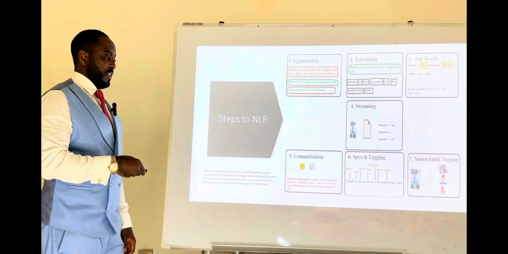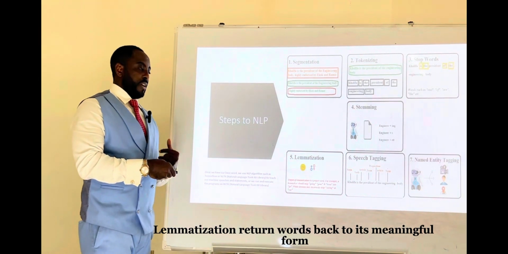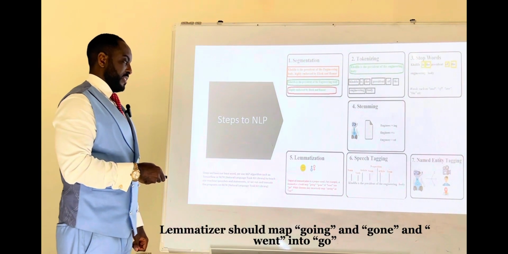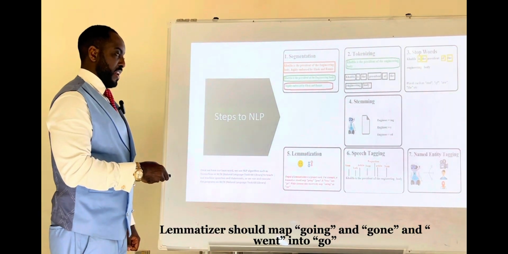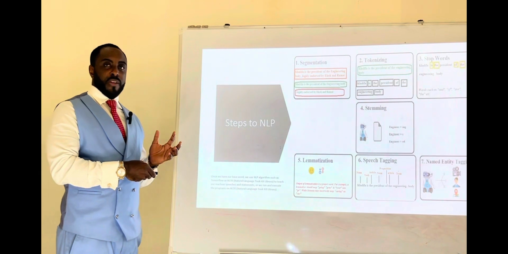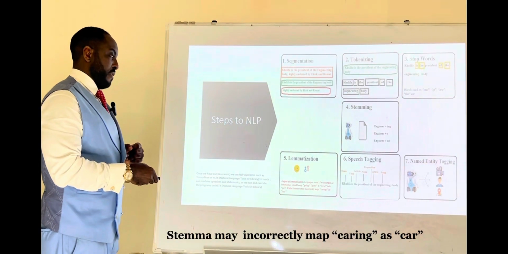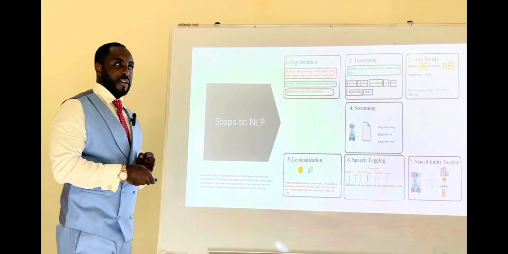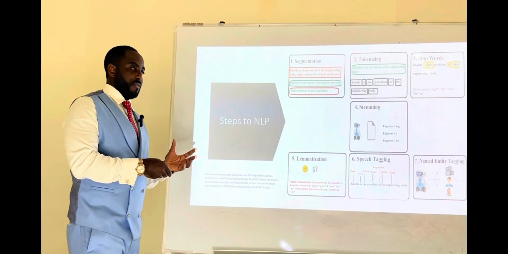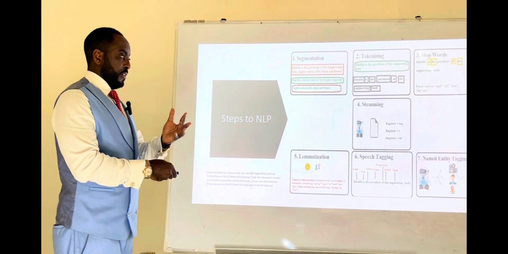Of course, lemmatization now, like I explained before: for words that are removed and don't make meaning, lemmatization returns it back to its meaningful word. So the output of lemmatization is a proper word. For example, a lemmatizer should map going, gone, and went into go. So lemmatization is letting us know that going, gone, went, they are all the same, even though with stemming we might not be able to do that. A stemmer might incorrectly map caring as car, like I explained earlier. Caring and car are different things. A car is a vehicle. Caring is someone showing care, showing concern. So lemmatization takes account of that: no, this caring is not car, it's actually showing care.